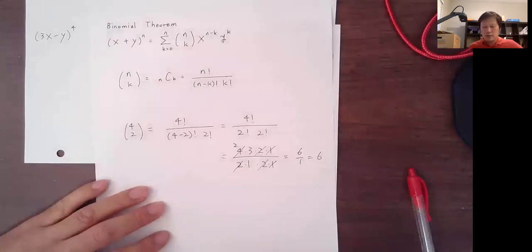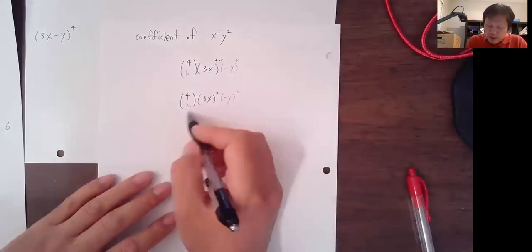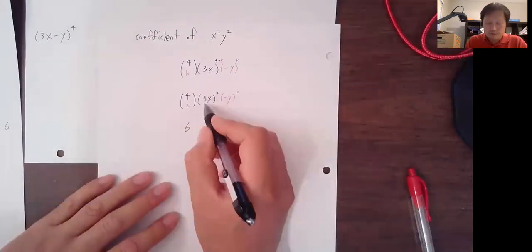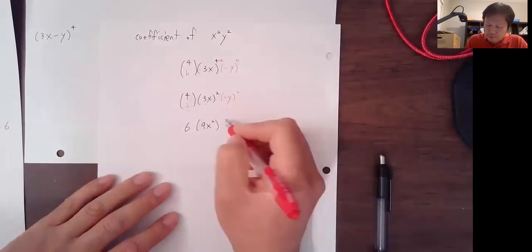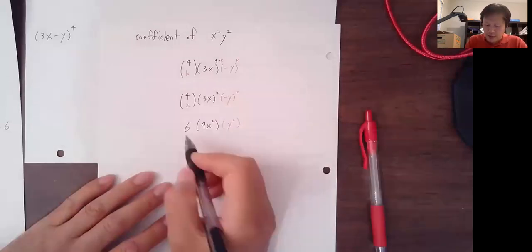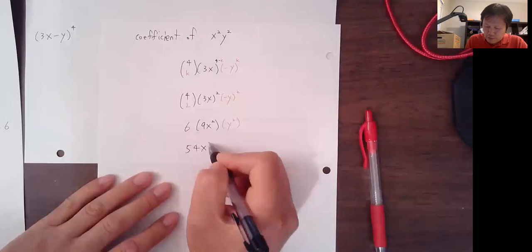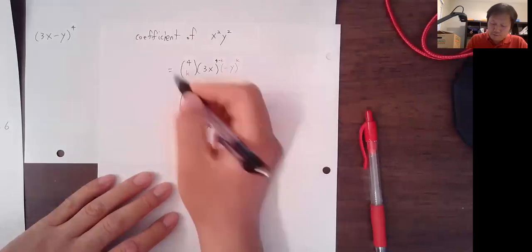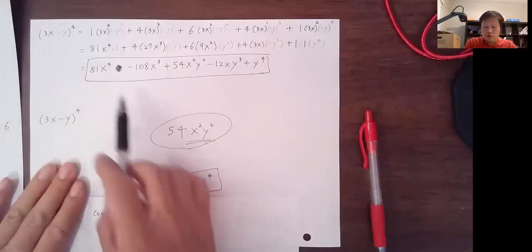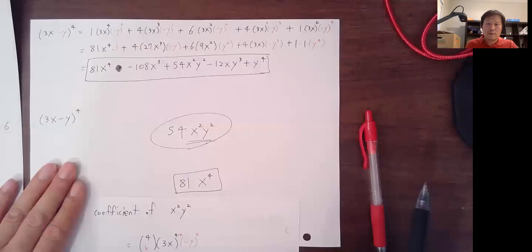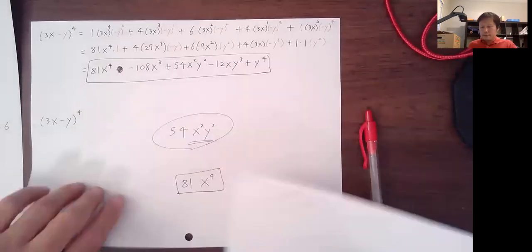So you calculated this combination as 6, and you take the second power, which is 9x squared, and the second power, which is y squared. Then 6 times 9 is what? 54, x squared, y squared. Okay, 54 x squared y squared is the answer when you distribute the whole thing. Let me give you some other examples.